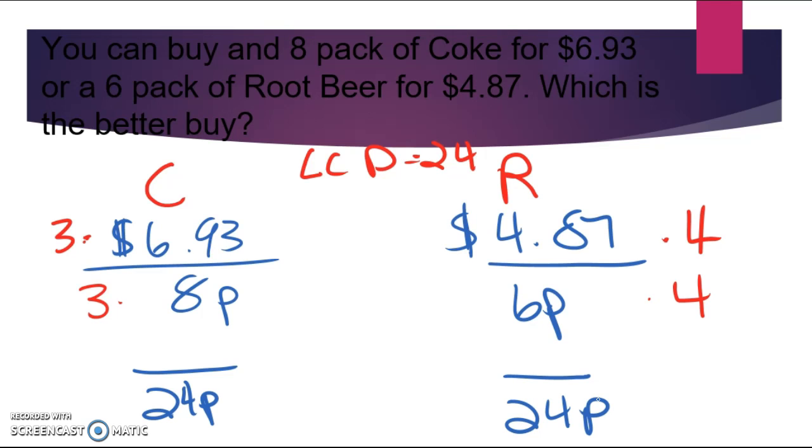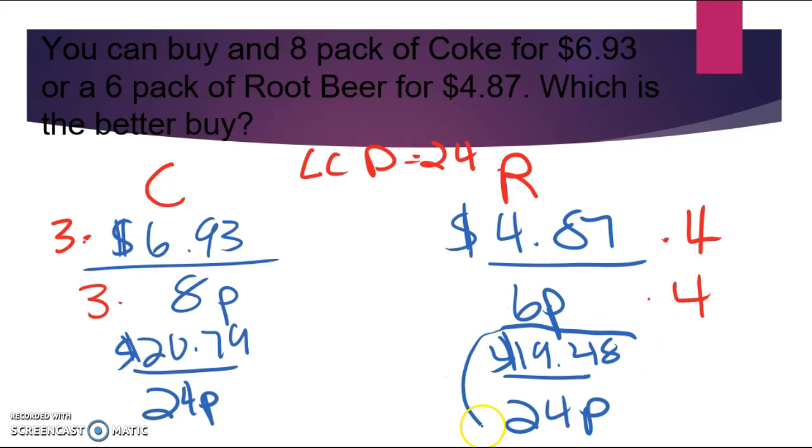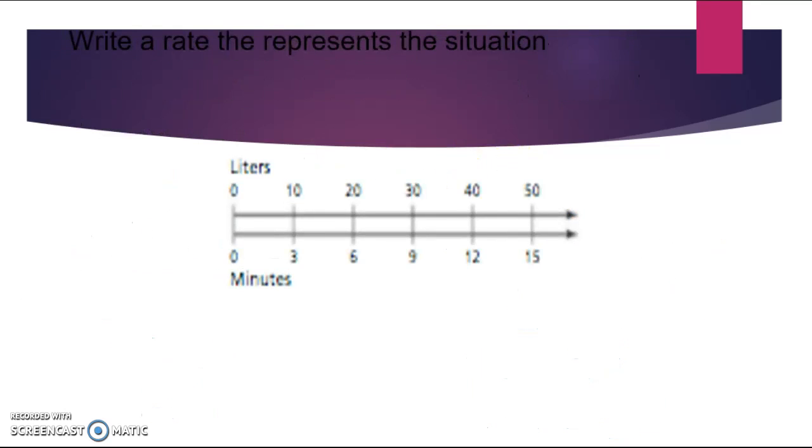So for the first one, we have $6.93 times 3, which is going to give us $20.79. For this other one, we have $4.87 times 4, which is $19.48. So if I'm asking which one's the better buy, it's obviously going to be B. For the root beer.